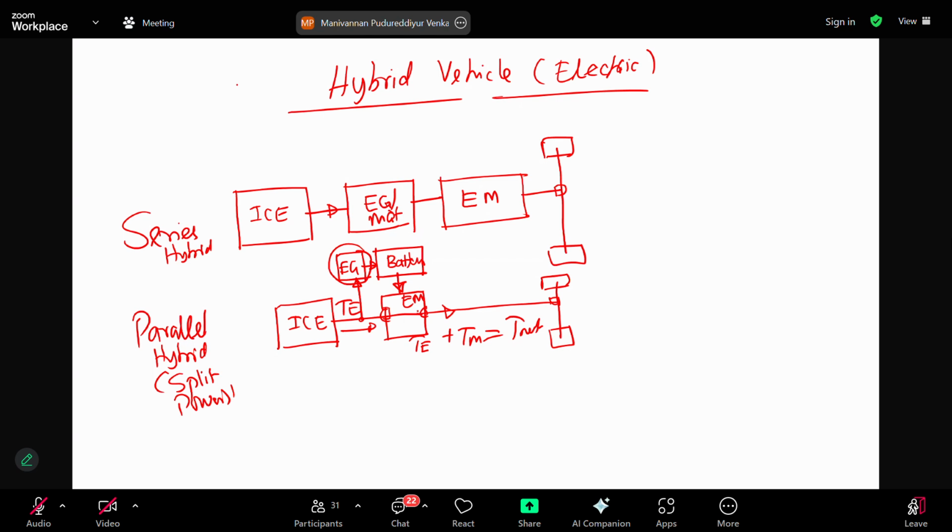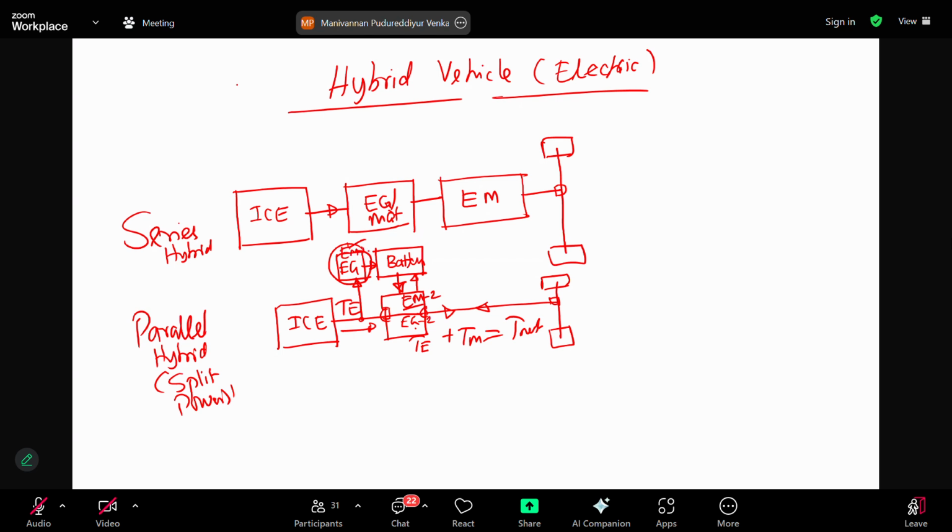And of course, we know that this motor also will work as a generator, EG, because for regenerative braking, mechanical energy will come, and this will charge the battery. Correct? So this can charge the battery from the engine during regenerative braking. As we already saw in the Prius, the second motor I can call EM2. This is EM1, this one.